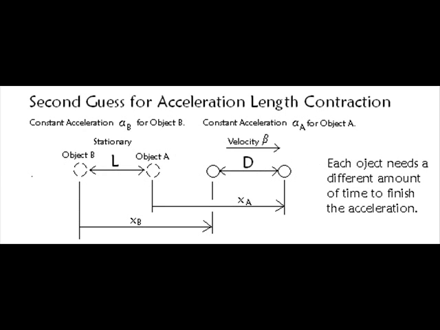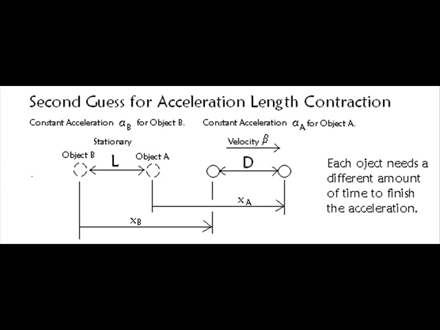So here is the mathematical model for our second guess for acceleration length contraction. Object B has constant acceleration alpha B. Object A has constant acceleration alpha A. The two objects start off stationary, a distance L apart. Object B requires distance xb to accelerate to velocity beta. Object A requires distance xa to accelerate to velocity beta. And when they get to velocity beta, they are observed by the stationary observer to be a distance d apart.